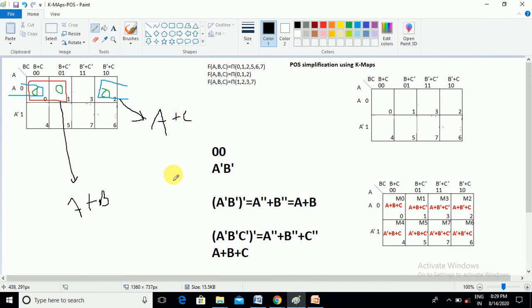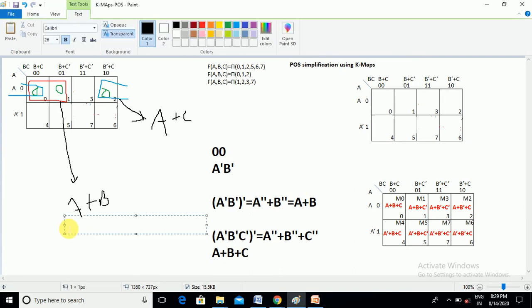Okay, now write the answer for the given Boolean function. Here I am writing: f of a, b, c will be (a plus b) into (a plus c). That's it. Now this is the answer for the given Boolean function. Let us go to the third one.